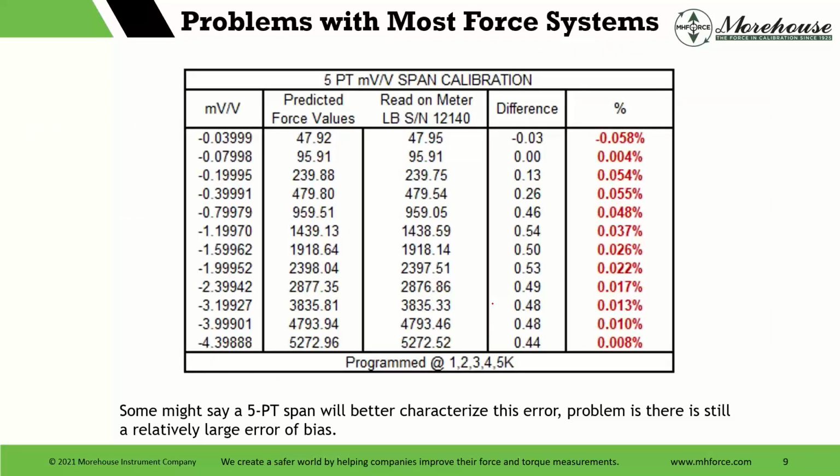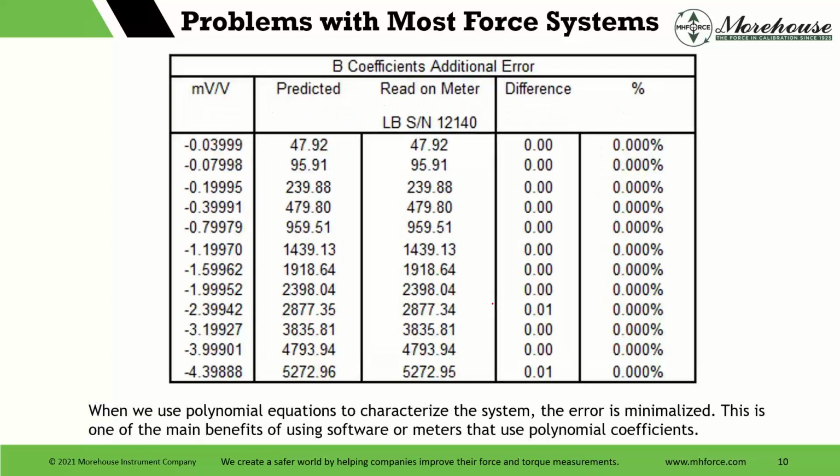So let's come back to this 5-point cal error. What happens when we use coefficients? And why would I use coefficients the way Zach's going to talk about in our program today?